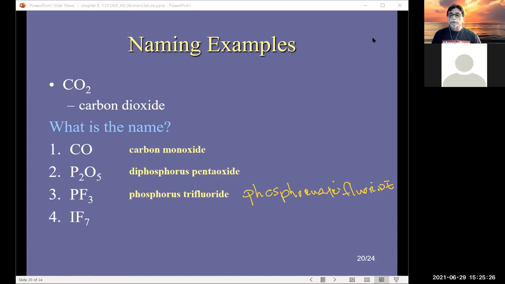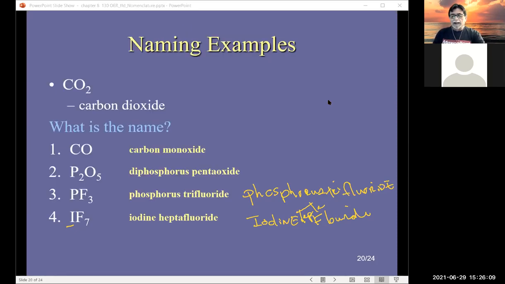Next one. Parent name again. I is first. That means that iodine is the central atom, so it doesn't change its name. The name stays like its elemental name is. And then that's fluoride. And there's 7 of them. So heptafluoride. So I write in the hepta fluoride. Notice I didn't drop the A, because the F is not a vowel. So heptafluoride.